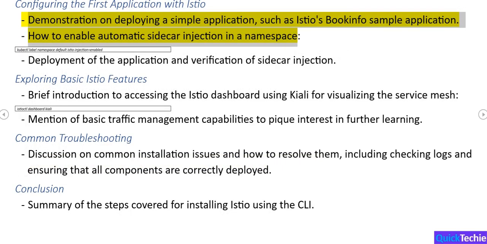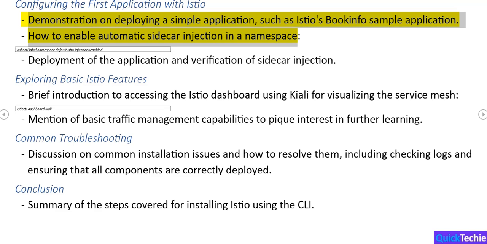Now that we've successfully installed Istio, it's time to see it in action. We'll deploy a sample application within our service mesh to understand how Istio manages and enhances microservice interactions. Today, we'll use Istio's Bookinfo application, a simple app that displays information about books, which includes multiple services that demonstrate Istio's capabilities. Before deploying the application, we must prepare our Kubernetes environment.